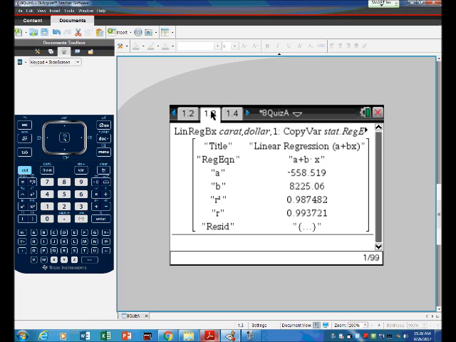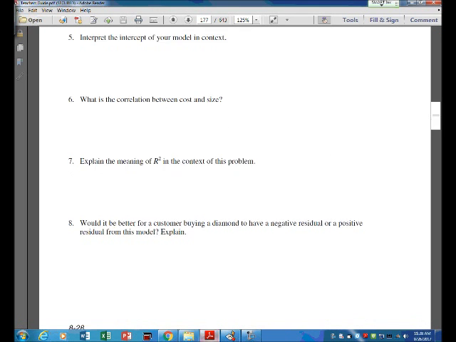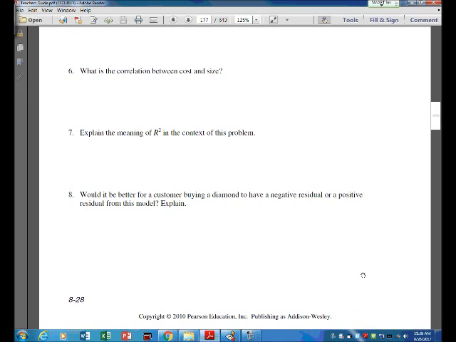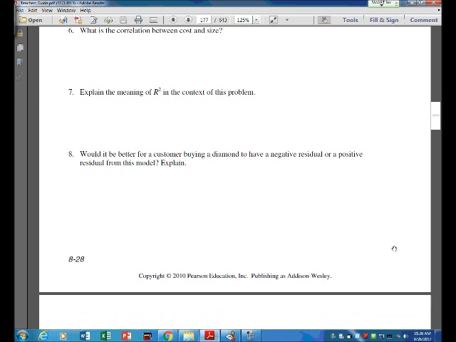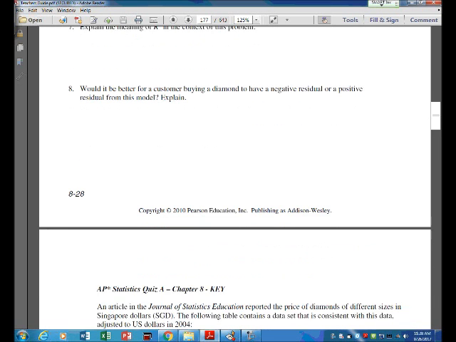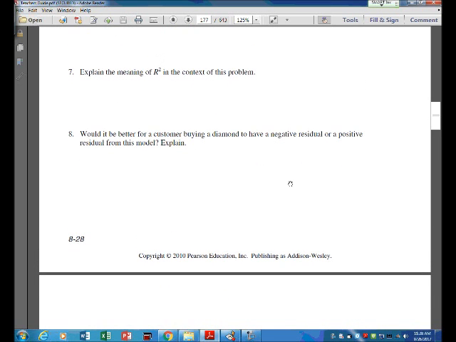All right. Now, the last question, number 8. Would it be better for a customer buying a diamond to have a negative or a positive residual from this model? The way that I like to do these types of problems is first just write down what is a residual. Well, a residual value is found by subtracting the observed price minus the predicted price, or observed minus expected.